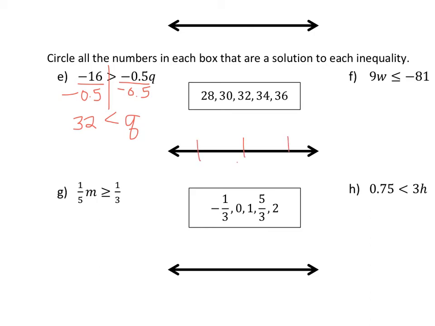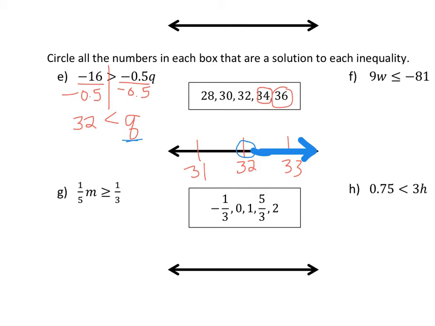So if we were to graph this, 32, then 31 and 33. I know it's an open circle on 32. And I want q values greater than 32. I like to read my inequalities by saying the variable first. It helps me when I'm drawing the graph. So q values greater than 32 would be to the right. Okay. And we need to circle the ones in the box. So 28 is not greater, 30 is not greater, 32 is not greater, 34 and 36 are both greater.